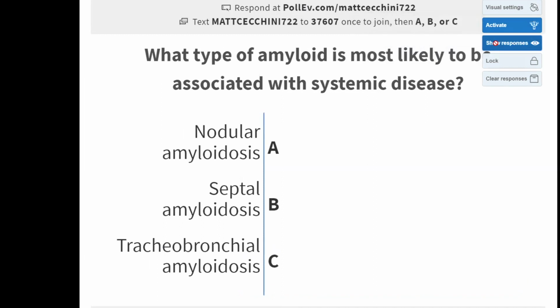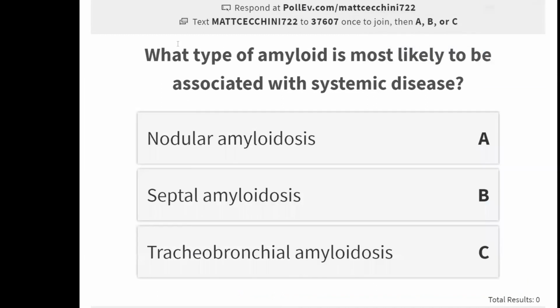Another question here: what type of amyloid is most likely to be associated with systemic disease? So not just within the lung, but throughout the whole body. Is it A, nodular amyloidosis? Is it B, septal amyloidosis? Or is it C, tracheobronchial amyloidosis?